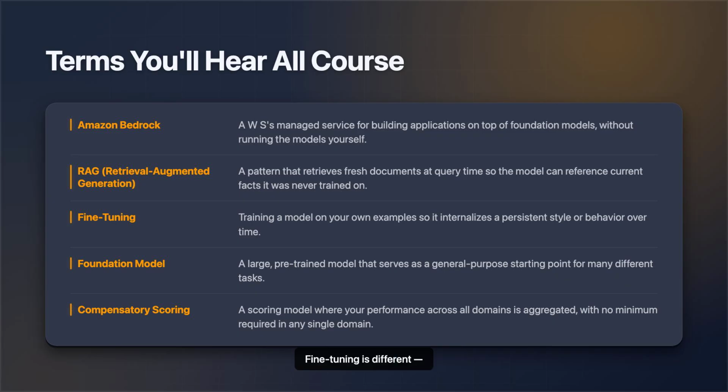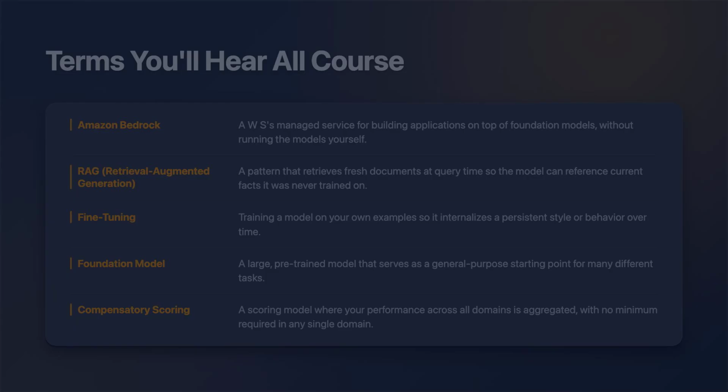Fine-tuning is different. It trains the model on your own examples, so it internalizes a lasting style. A foundation model is the large, pre-trained model everything else builds on. And compensatory scoring means your result is calculated across all domains together, with no minimum required in any single one.